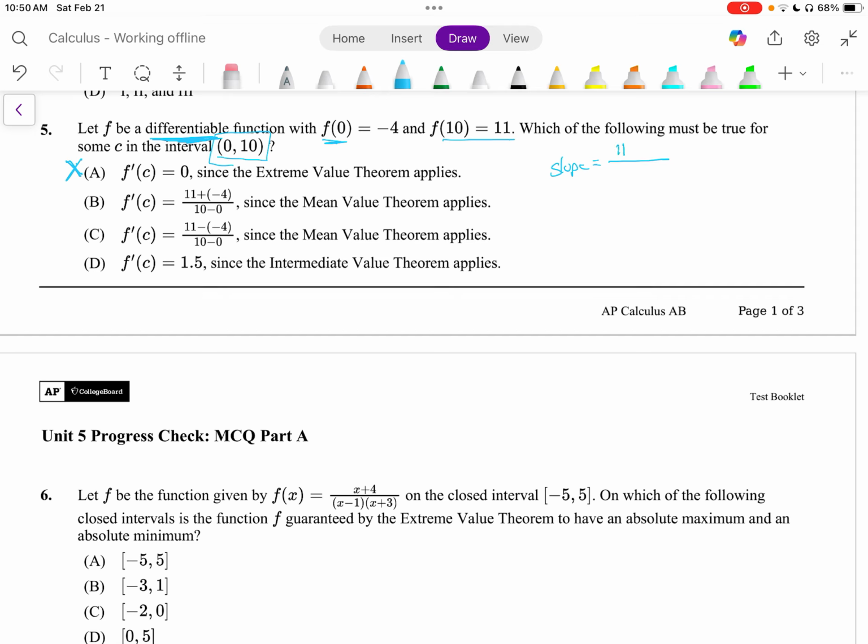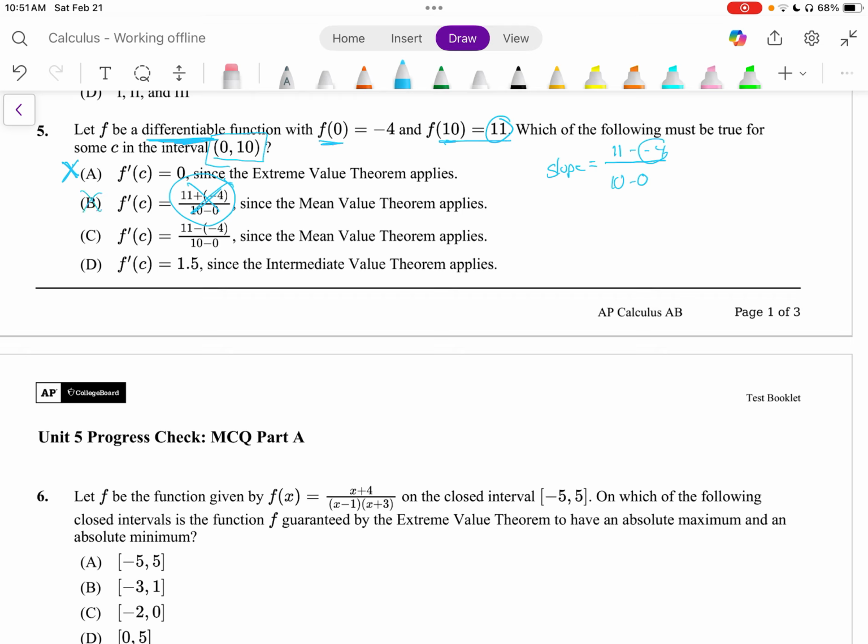We'll do 11, so that's our y value, minus negative 4, which is our other y value, over 10, our x value, minus 0. So that is not correct because that's not the correct slope. So it's not this one. So it's probably C here. Which of the following must be true for some c? Well, there should be a derivative of c that equals the slope, and so it's that one. Down here, D doesn't work because the intermediate value theorem doesn't have to do with the derivative either, so it's not that one. So the answer is C.